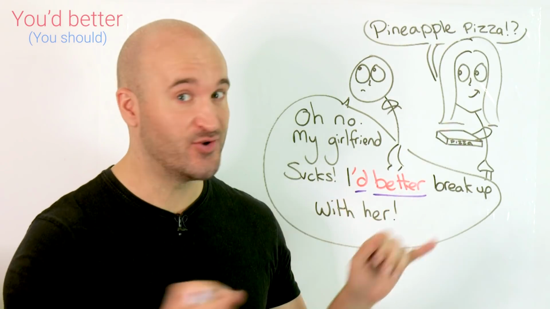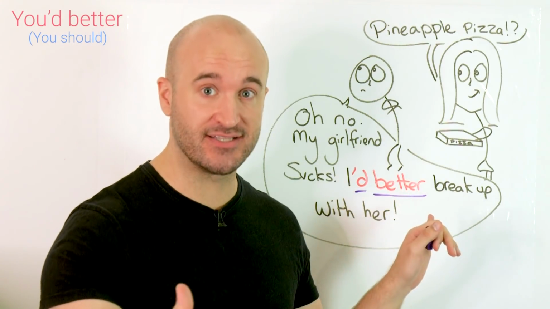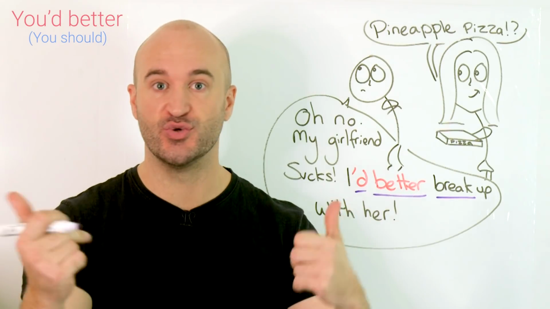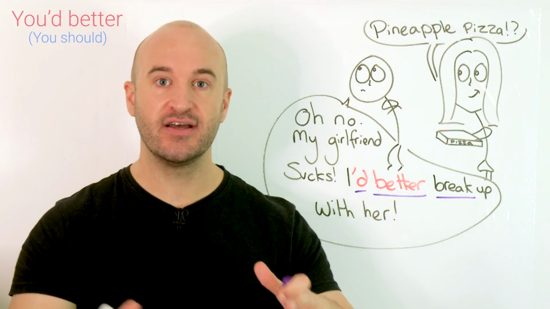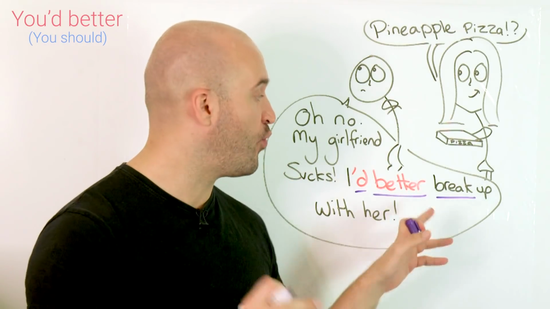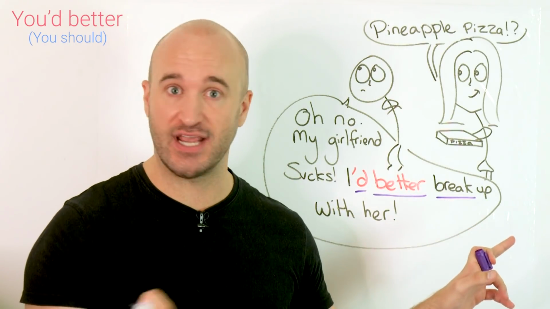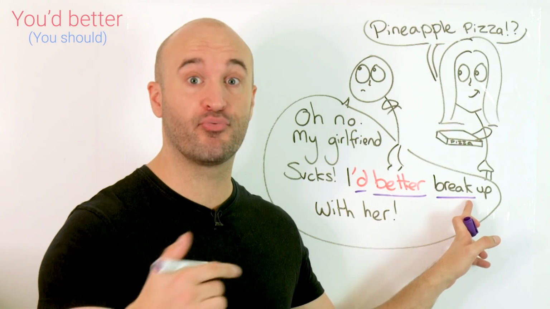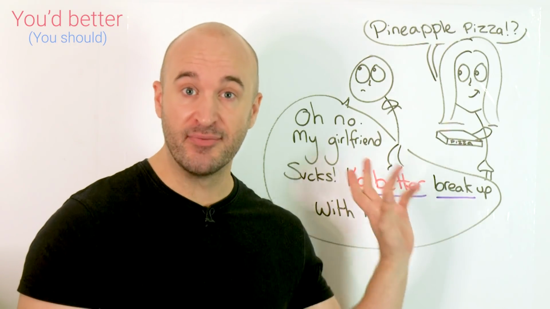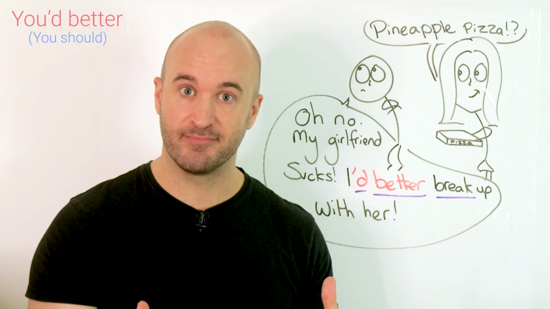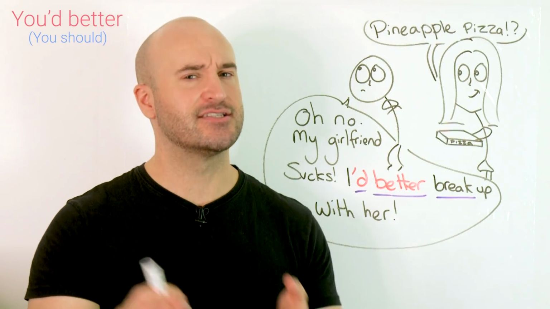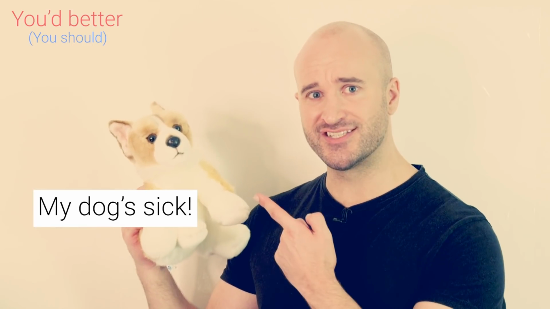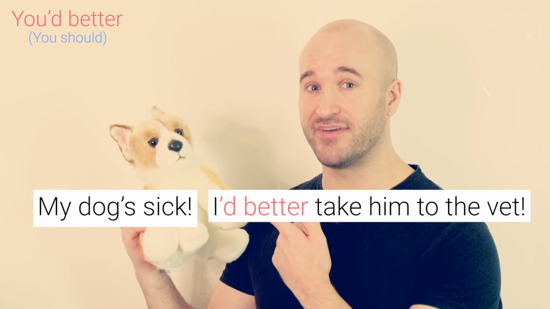That is had, not would. I had better. The next verb is infinitive. Break, do, go, drink, whatever. It's the infinitive, that verb one form that never changes. For he, she, it, that doesn't become breaks. No. And the meaning is the same as should. It's a good idea. It's better to do this thing. Oh no, my dog's sick. I'd better take him to the vet.